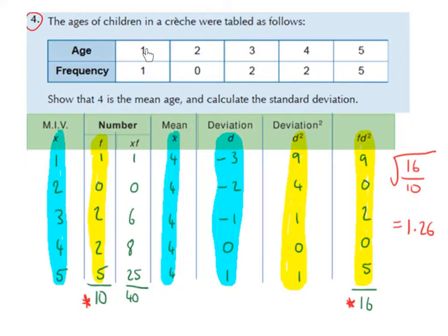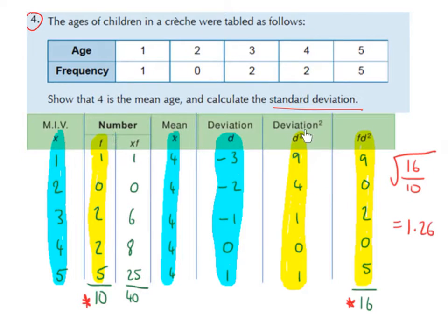So 1 child is 1 year of age. 0 children are 2 years of age. 2 children are 3 years of age. 2 children are 4 years of age. And 5 children are 5 years of age. Show that 4 is the mean age and then calculate the standard deviation.